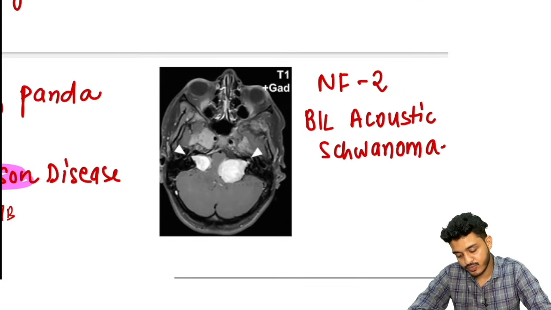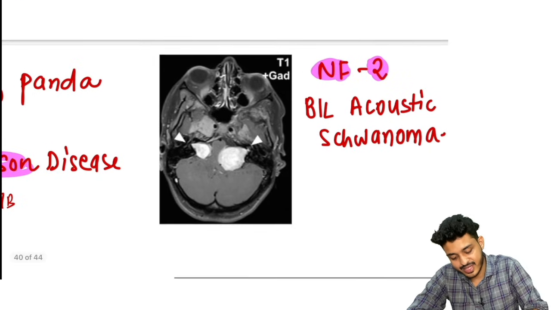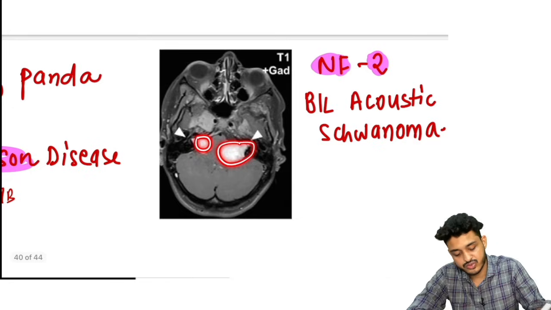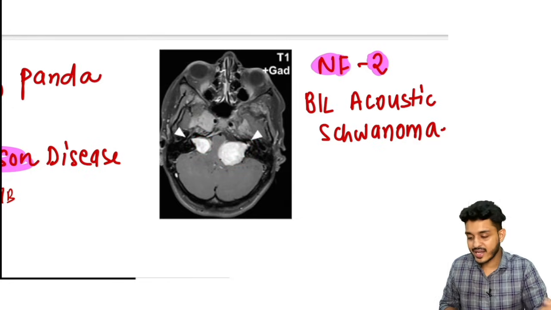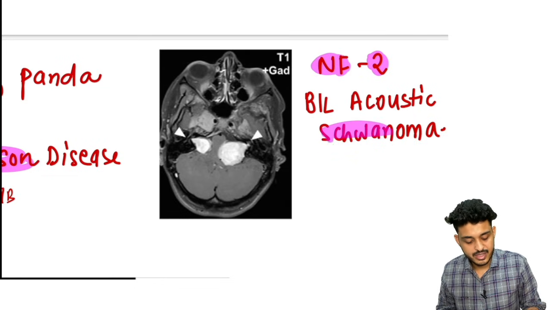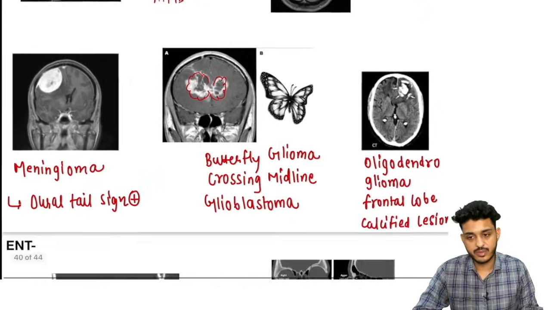This is your neurofibromatosis type 2, NF2. This is your neurofibromatosis type 2. This is going to have bilateral schwannoma, acoustic schwannoma. This is the most common cerebellopontine angle tumor. Most common cerebellopontine angle tumor. This is going to be your bilateral acoustic schwannoma.